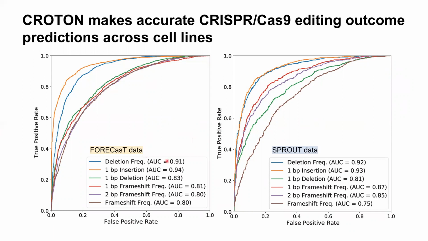So here you can see by the AUC values listed here and here that CROTON's accuracy was conserved across cell lines, and in fact, CROTON achieved AUCs of greater than 0.75 for all prediction tasks, and that included an AUC value of greater than 0.9 for deletion frequency and 1 base pair insertion probability prediction.